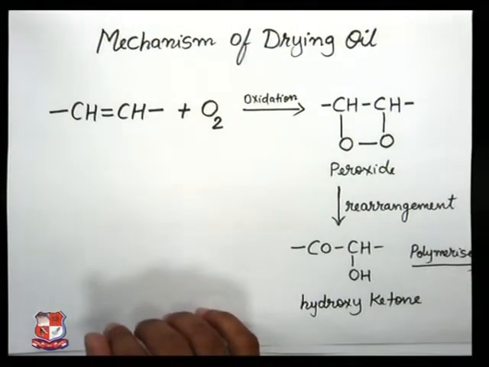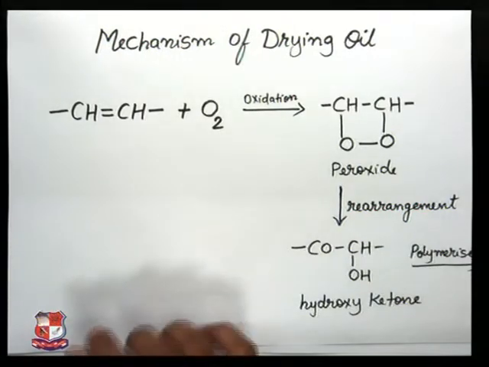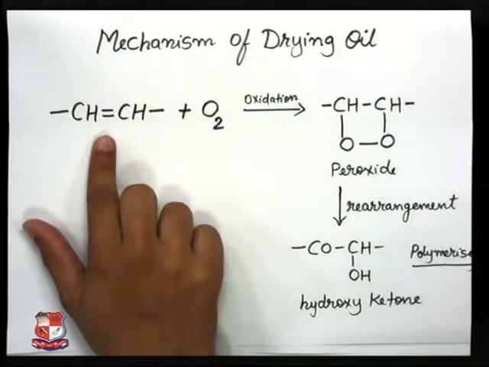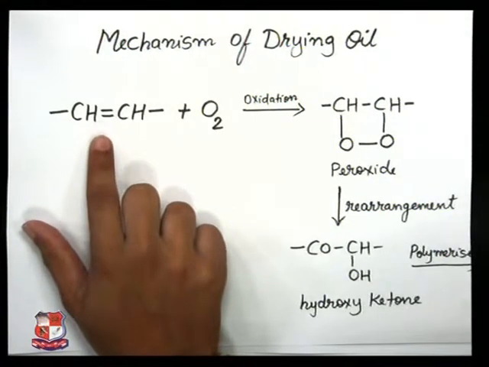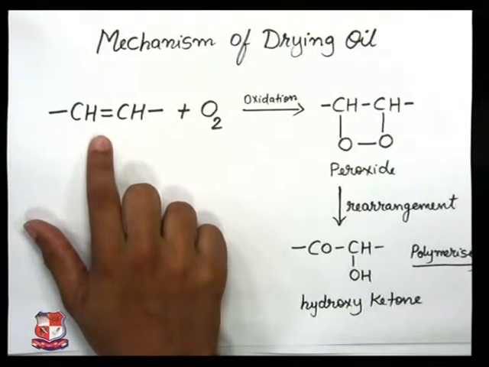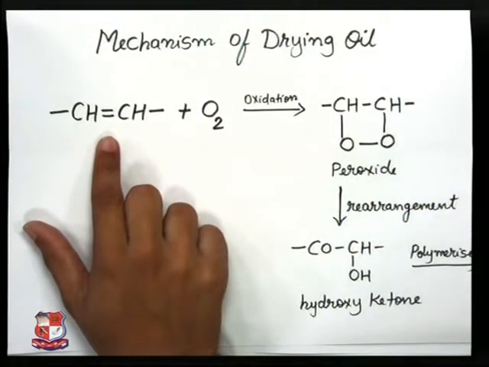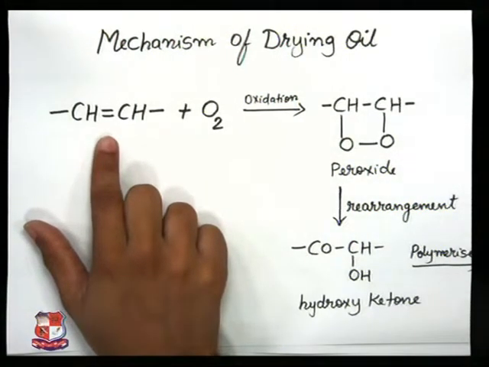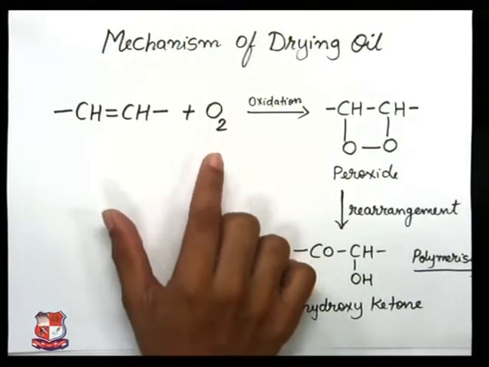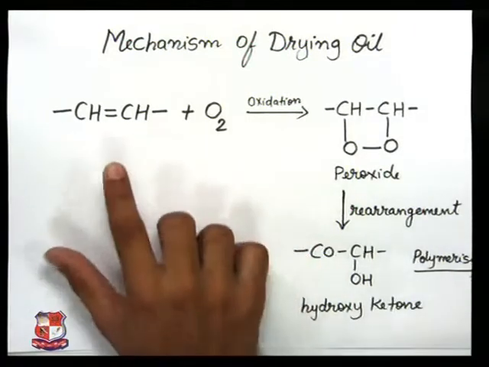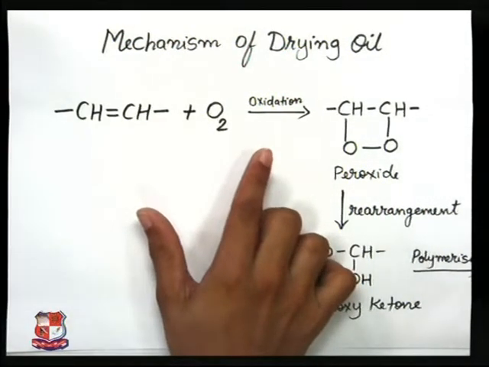Okay, drying oil is basically made up of unsaturated fatty acids. This unsaturation means a double bond is present in the structure, and that is why these all are the structure of the unsaturated fatty acids. Now you take these unsaturated fatty acids, and they are going to absorb oxygen from the atmosphere. This oxygen is going to react with the unsaturated fatty acids, and this will undergo an oxidation reaction.